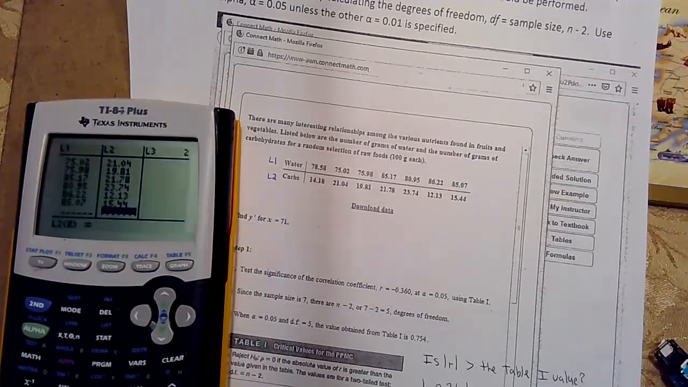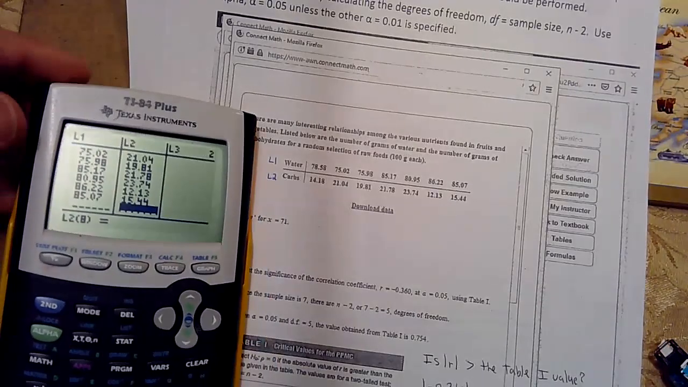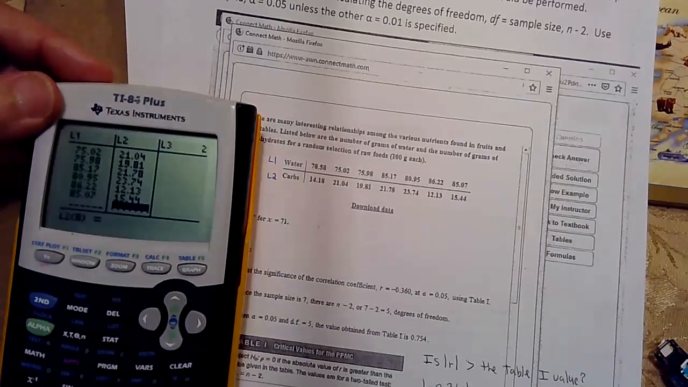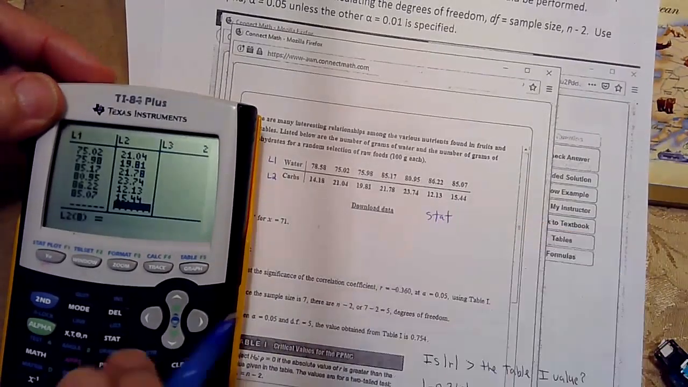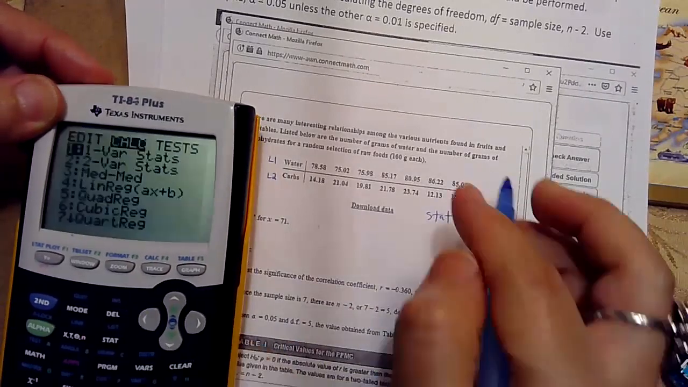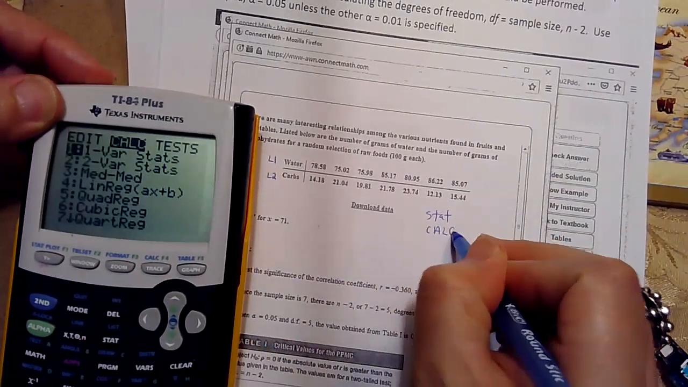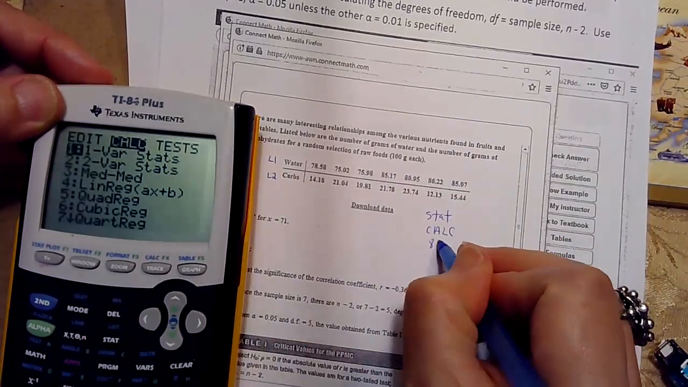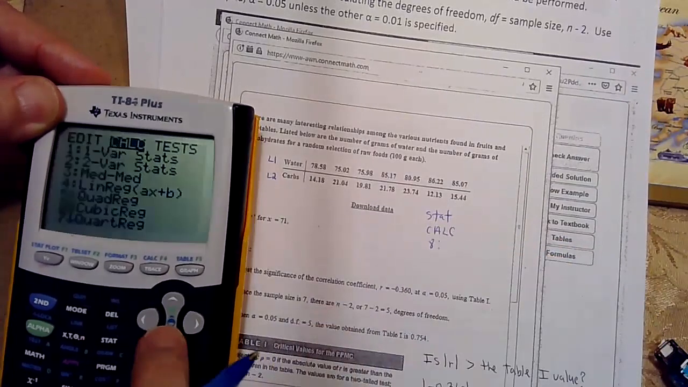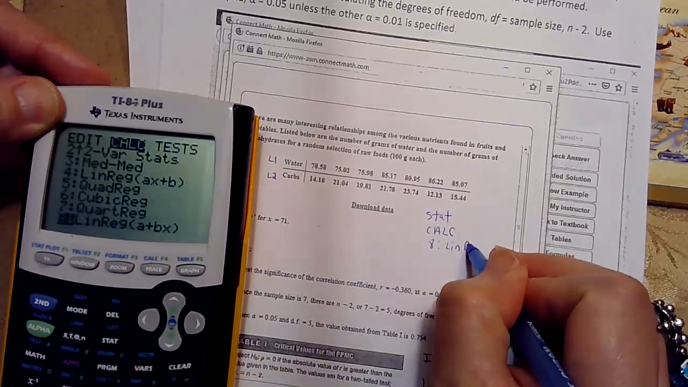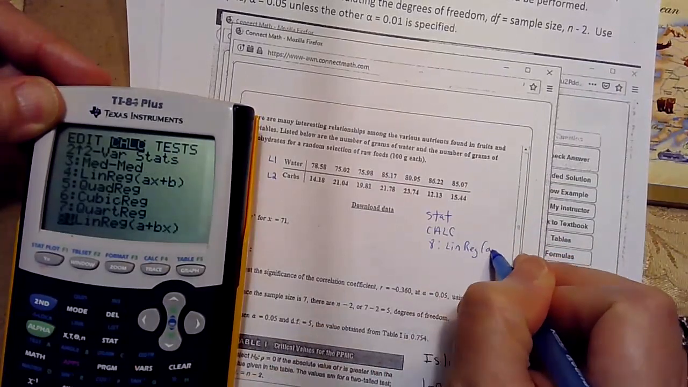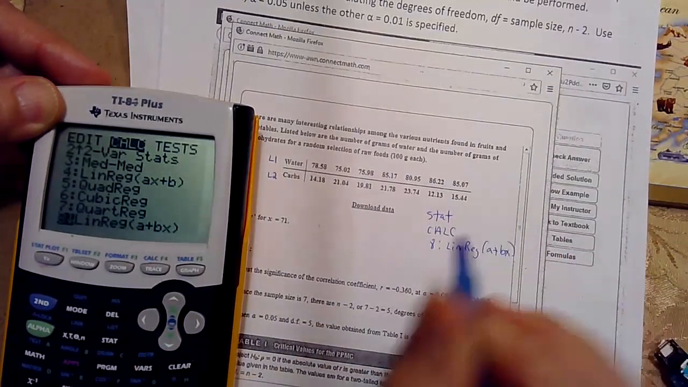Okay, got your data in there. So let's do stat, calculate, and number 8, because 8 has linear regression, a plus bx. So let's hit 8.